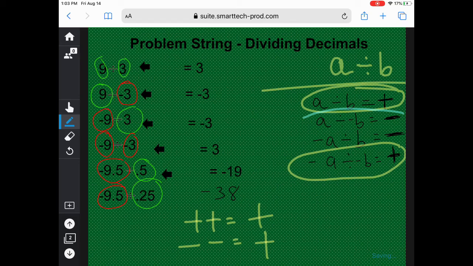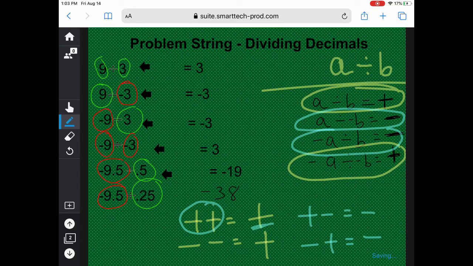Let's look at the similarities between the negatives. So a positive and a negative give me a negative, and a negative and a positive give me a negative. So positive and negative equal negative, a negative and positive equal negative. So when they match, it gives me a positive. See, these are the same, it gives me a positive. When they're different, positive and negative, it gives me a negative. Negative and positive, negative.